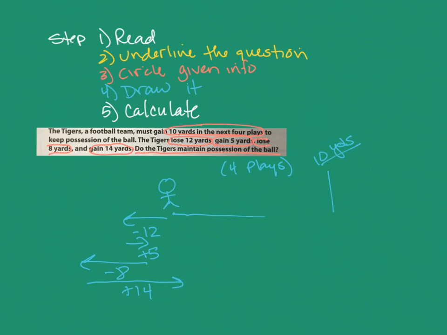So we have the negative 12 that they lost in the first play put together with the, I guess I don't need a parenthesis because it's a positive 5. They gained 5, put together with the loss of 8, put together with the gain of 14. Okay? Now just a bite at a time, we're going to calculate this. Negative 12 plus 5. They didn't get all of it back. They're still in the negative. Negative 7. Cross off what I did. Bring down what I didn't.